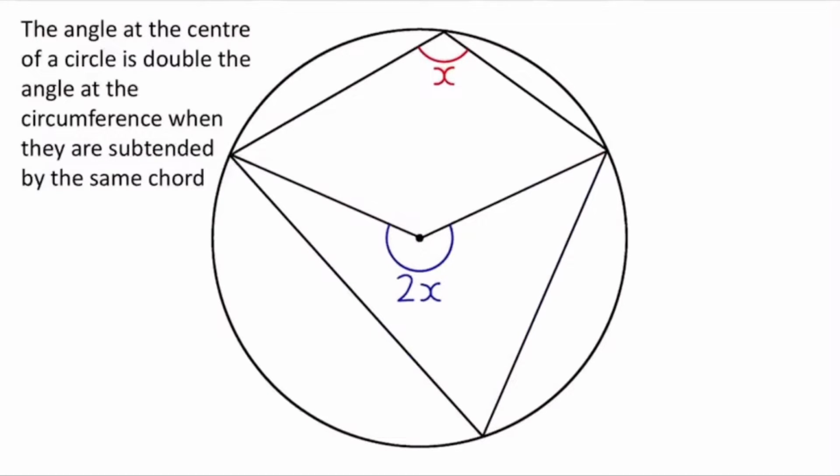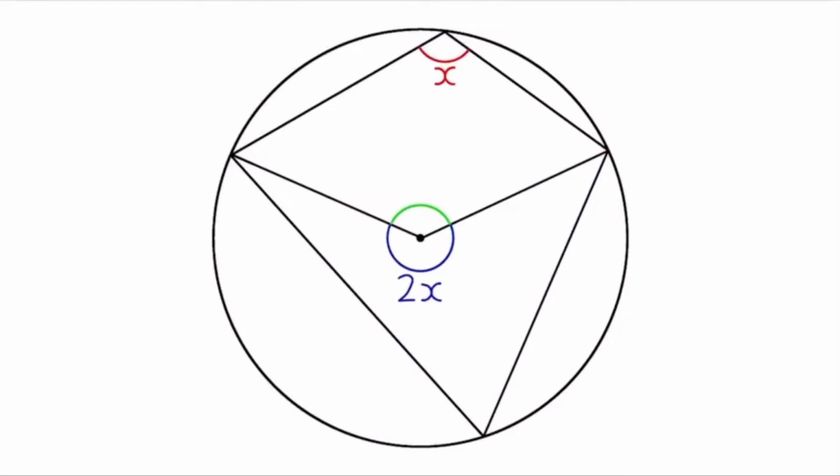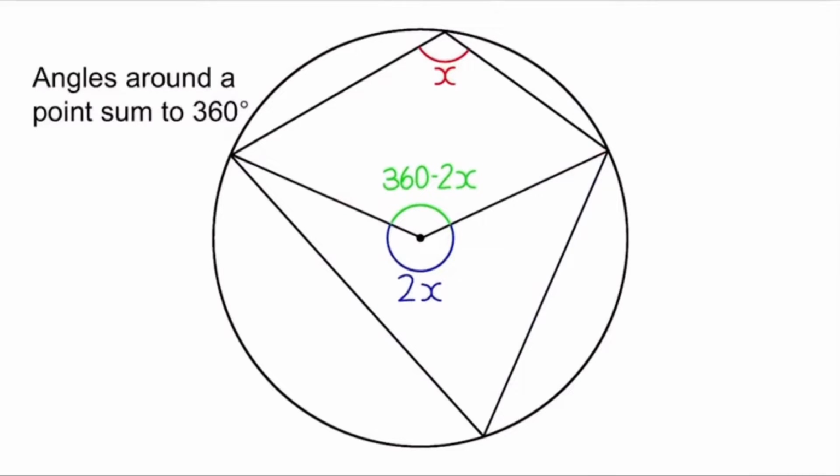However, this is not the angle we need. We need this angle, labelled in green. This angle is conjugate to the one that we have, as it is around the same point, and angles around the same point sum to 360 degrees. Therefore, our next angle is 360 minus 2x.